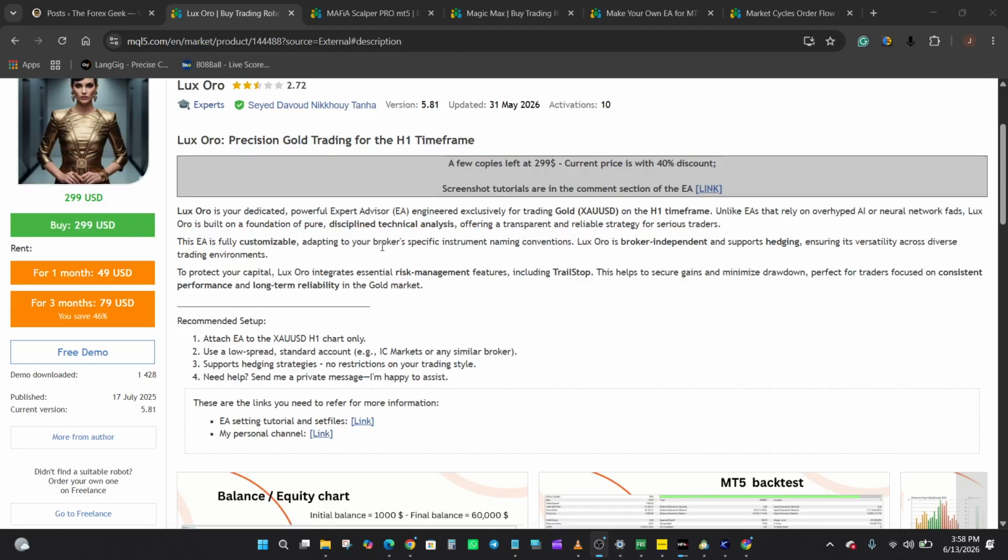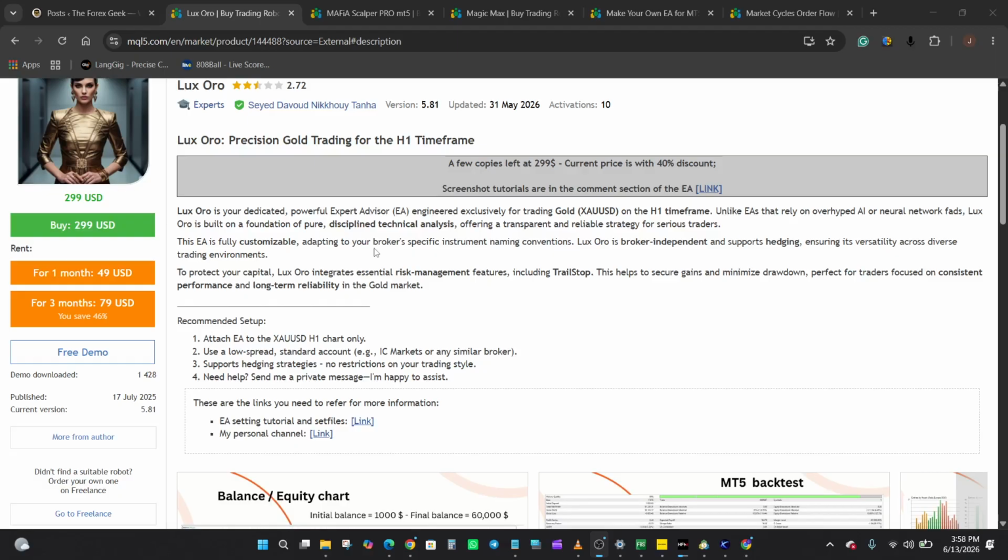Looking through the description, one of the main points highlighted by the developer is that Lux Oro focuses on technical analysis rather than AI-based or neural network approaches. The goal here appears to be providing a transparent and structured trading methodology specifically for the gold market. The developer also states that the EA is fully customizable and can adapt to different broker instrument naming conventions.